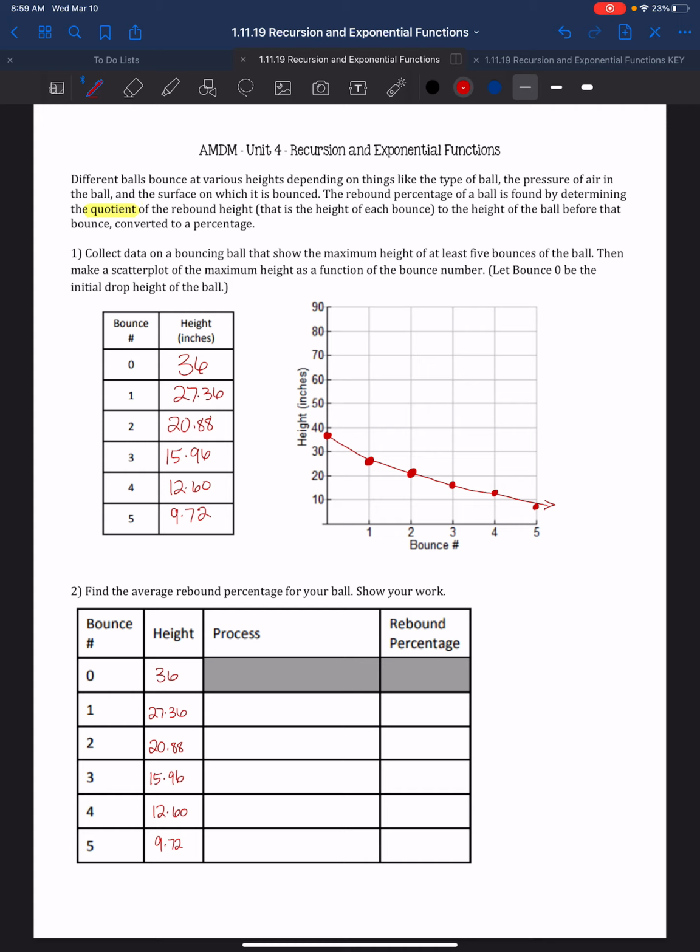Now it says for number 2, find the average rebound percentage for your ball and show your work. So just like it's set up here, the rebound percentage of a ball is found by determining the quotient, as in fraction, of the rebound height to the height of the ball before the bounce. We're not going to have a value for the first one, for bounce 0, because we didn't have a bounce yet, right? So we only have one piece of data. But for the next one, after one bounce, we need to find the rebound percentage by taking the height after one bounce and dividing it by the height before that.